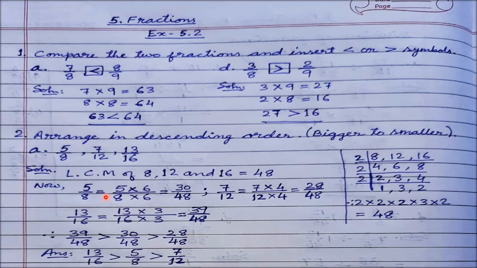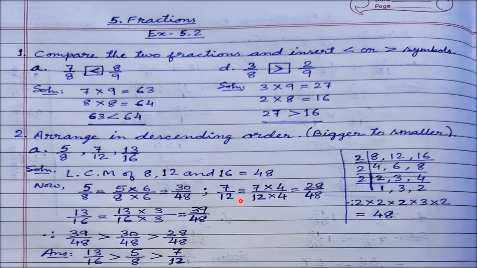Now 5 by 8, we will have to increase the value where the denominator becomes 48. So if the denominator of 5 by 8 becomes 48, then the numerator will also increase in the same ratio. So 5 by 8 is now equal to, here we will write 48. So 8 multiplied by what will give us 48? You can easily think, 8 how many times is 48? 8 6 times. Then with the same 6 we will multiply the numerator, and we get 6 5 times is 30.